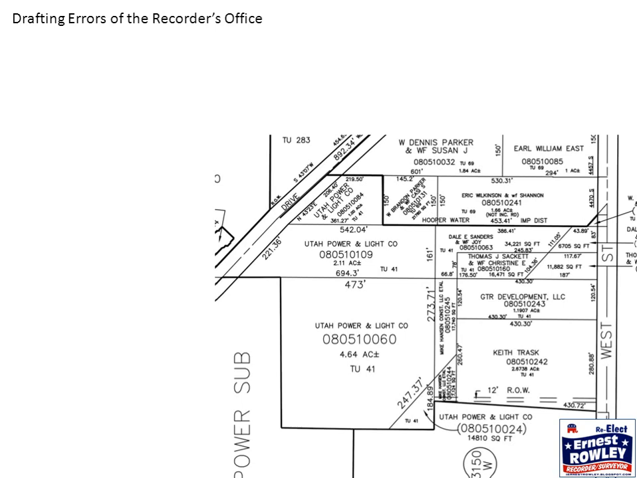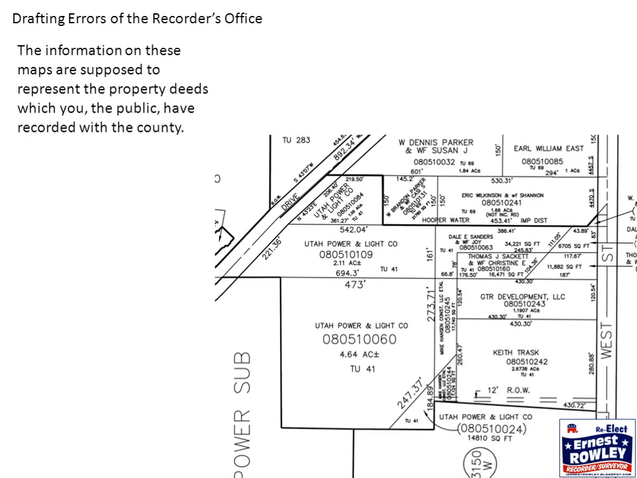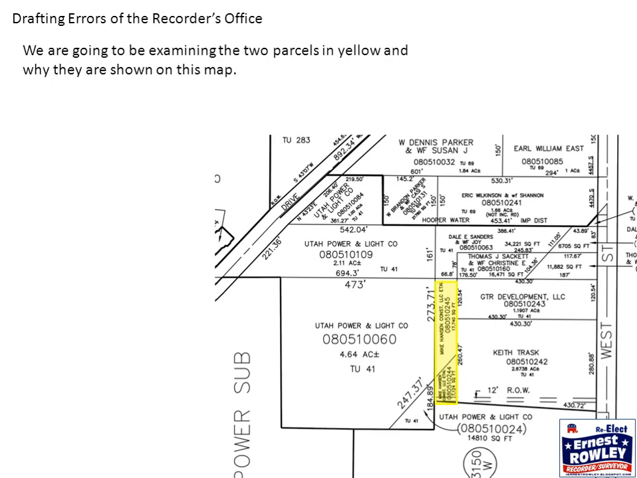This is a copy of the tax map that the recorder produces for the assessor to use in the assessment process. The information on these maps is supposed to represent the property deeds which you, the public, have recorded with the county. We are going to be examining the two parcels in yellow and why they are shown on this map. This is fairly simple to examine using addition and subtraction.